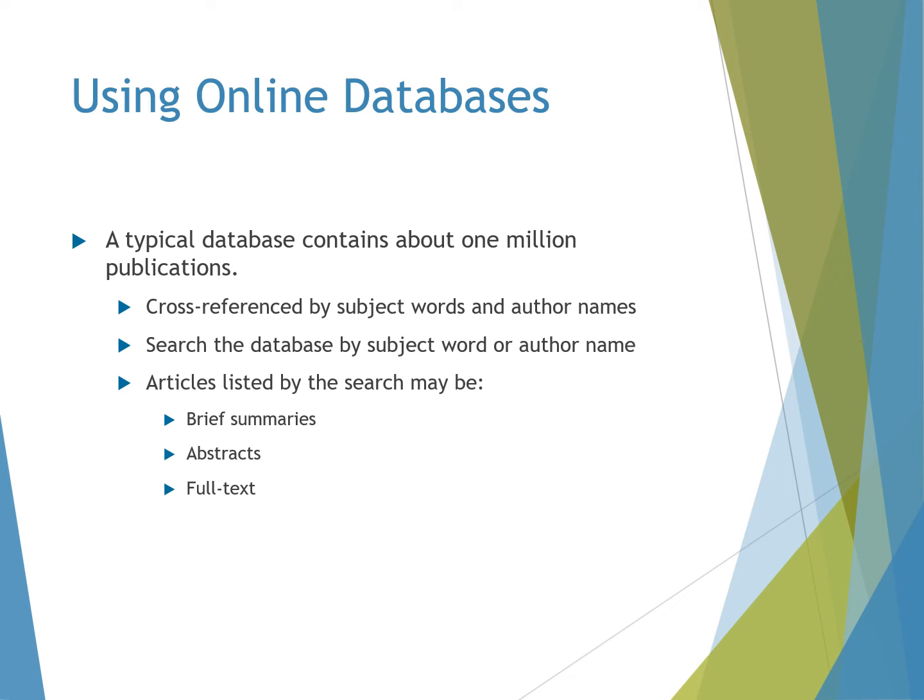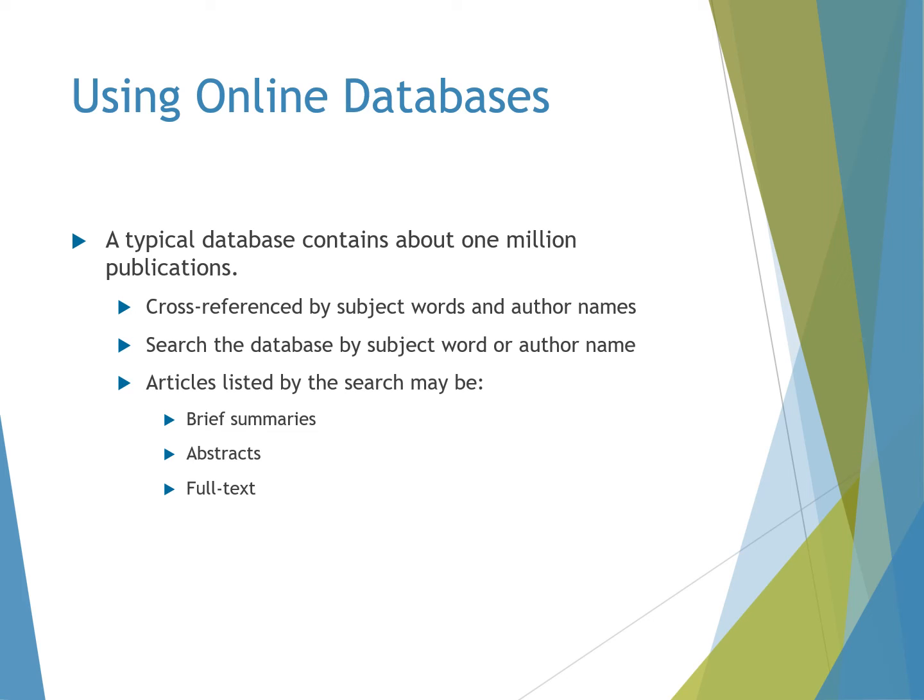So the library presentation will cover a lot more of this. But online databases are one of the best ways that we can find psychological research. Okay, so a typical database, something like EBSCO or PsycInfo, contains millions of publications. They're cross-referenced by subject words or keywords, author names, and you can search by these things, various combinations of them. Sometimes you can search them based on brief summaries.